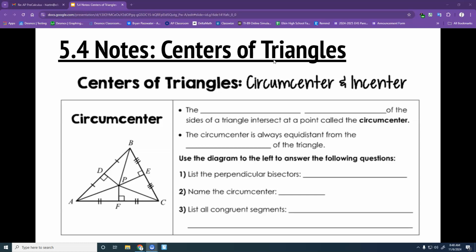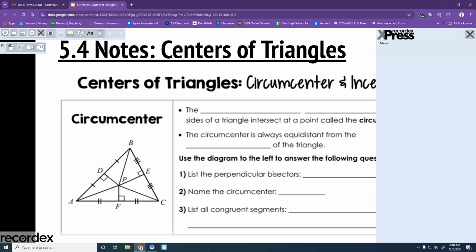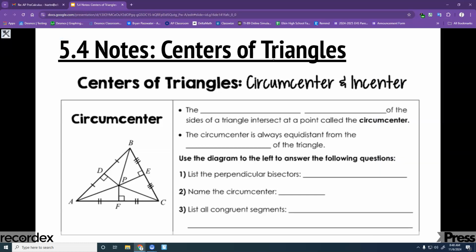There's a lot of vocabulary here. But that is why we will make us a really good note card for this after we get done with these notes, because there's a lot to remember. So we're going to talk about 4 different types of ways to find a center of a triangle. The first one is called the circumcenter.